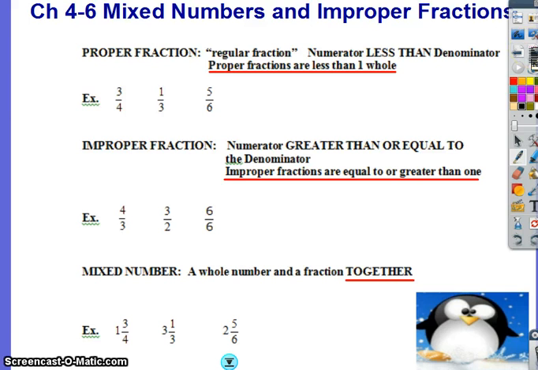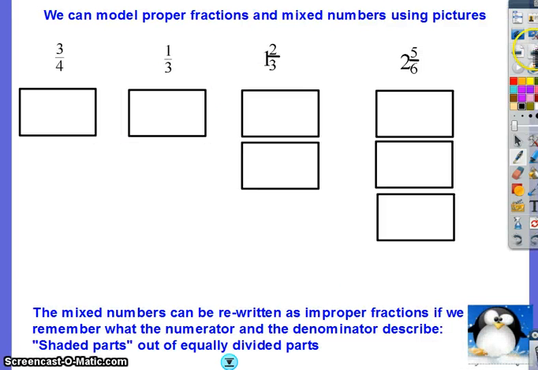Okay, so mixed numbers and improper fractions. I need you guys to copy down all of these definitions, and the video may cut me off, and I'll just continue in another one. But the proper fraction is a regular fraction where the numerator is less than the denominator. That means that proper fractions are less than a whole. Improper fractions tell us that the numerator is greater than or equal to the denominator, and improper fractions are equal to or greater than 1. And then we have mixed numbers, which are a whole number with a fraction together. That means we have wholes and parts.